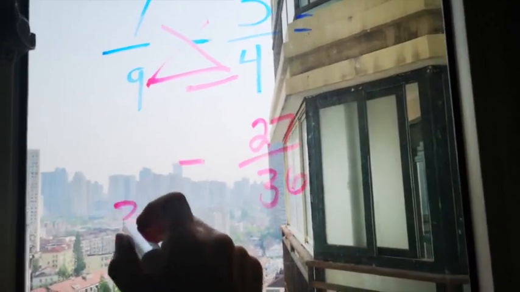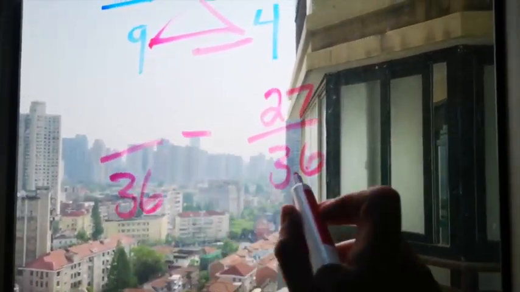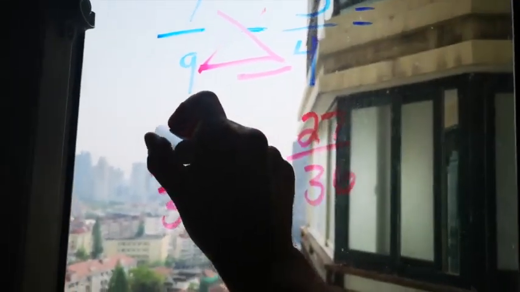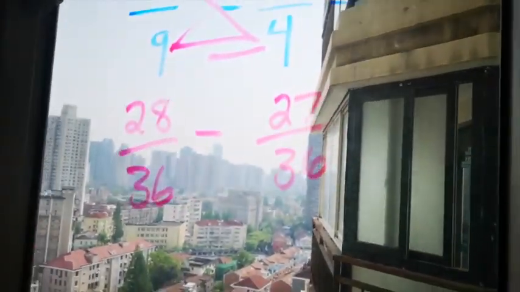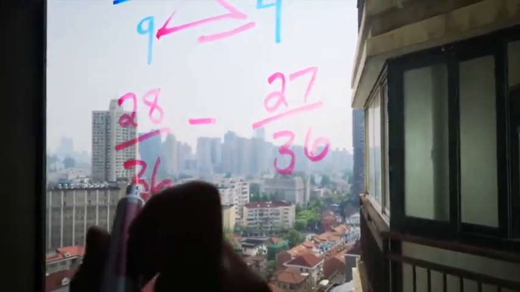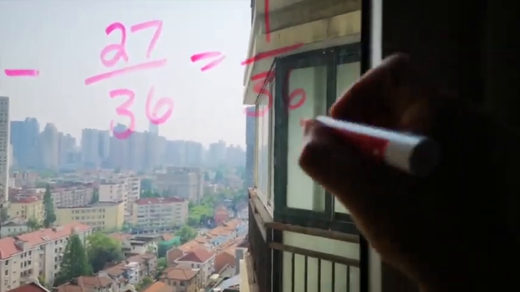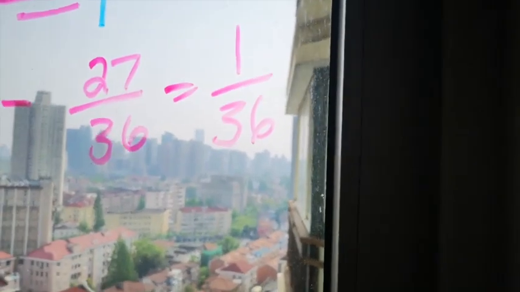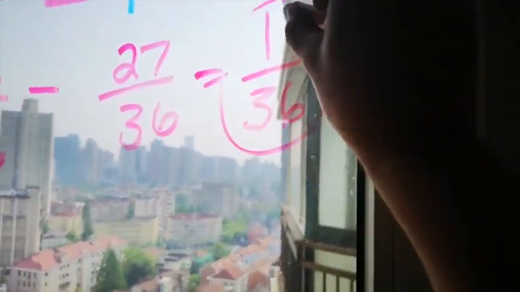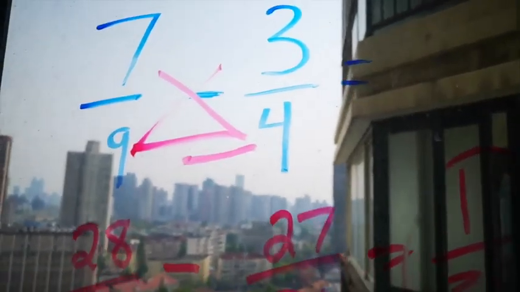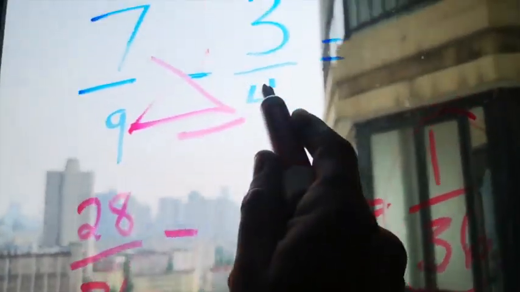4 times 9 is 36. My denominators are now the same. And then 4 times 7 is 28. So now I can do this. 28 minus 27 equals 1/36. There's my answer. I can't get any lower because that's a 1. That's it, cross multiplying. Whatever you do to the bottom, you do to the top.